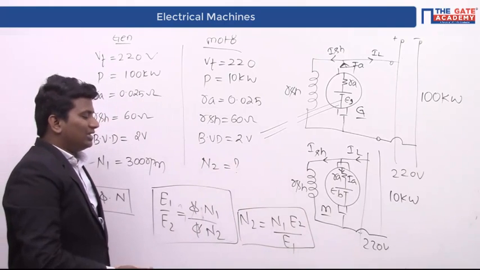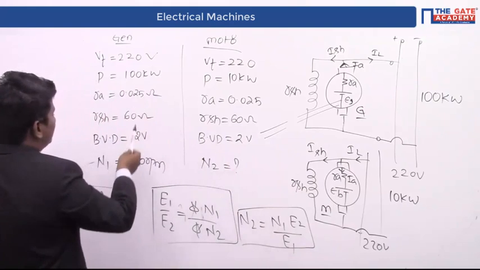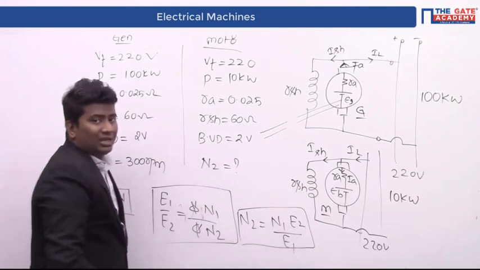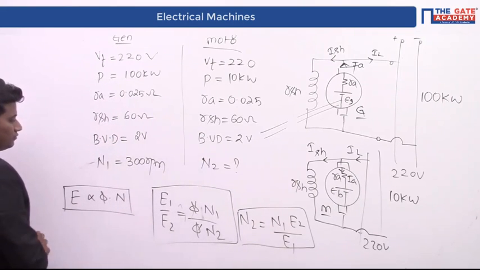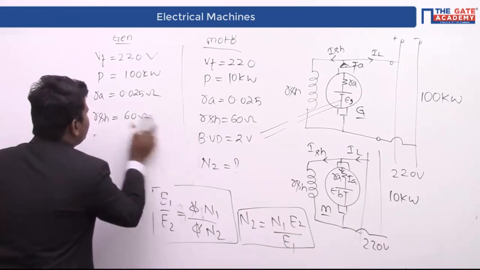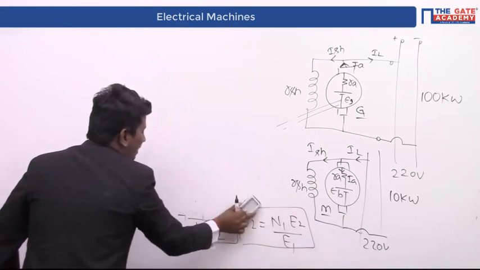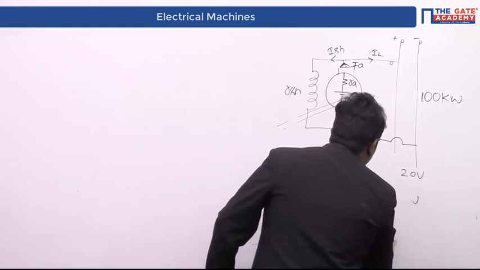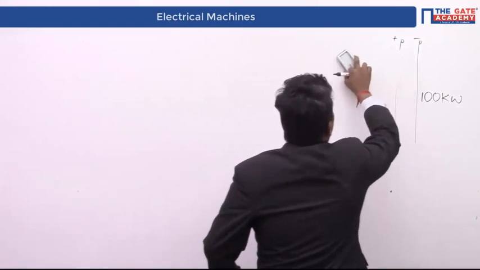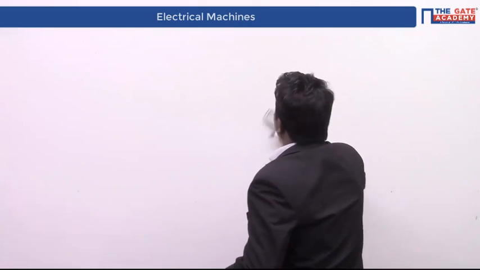So how to find this N2? By using this data. In this, we have N1, 300 RPM. But we don't know E1 and E2. Let us see how to find E1 and E2. You should be very careful about that. Initially the machine is acting as a generator. Later it is acting as a motor. Then how can you write EB1 and EB2? According to the motor and generator equations. Let us see how to write that equation.